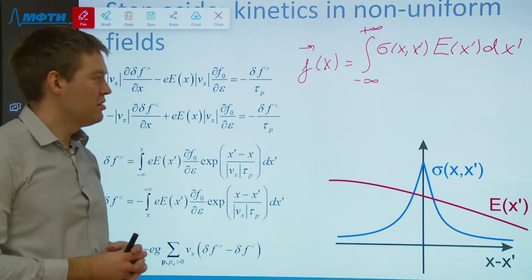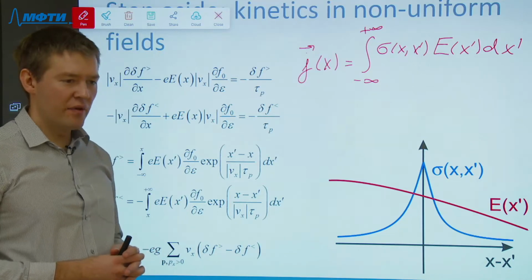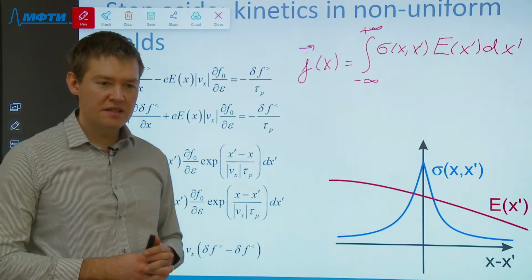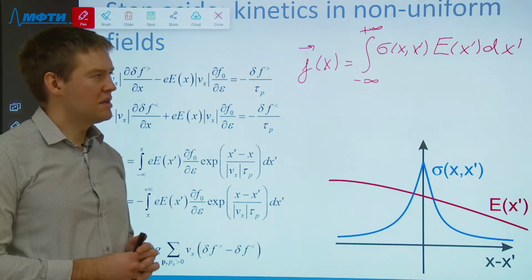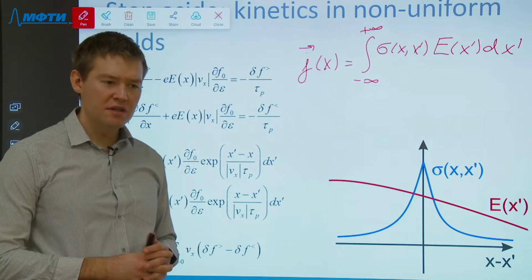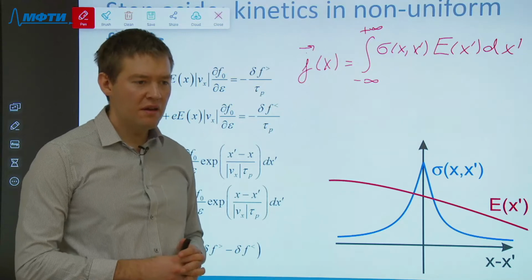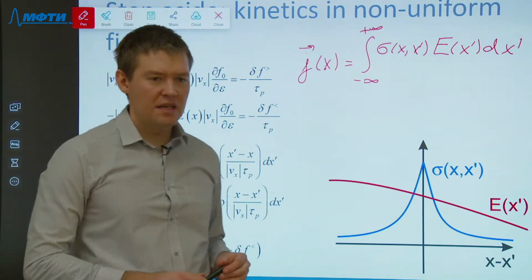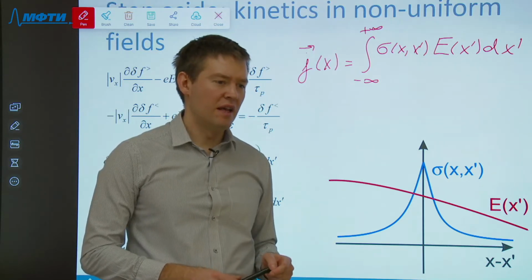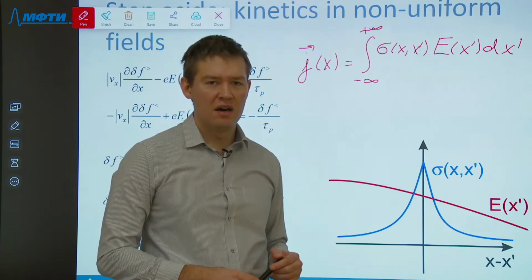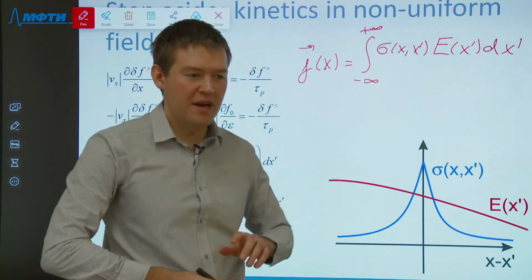We will assume that the field doesn't vary strongly at distances of the order of the mean free path. But in some situations, it will be invalid. For example, does anybody know the free path of electrons in metals, just by order of magnitude?